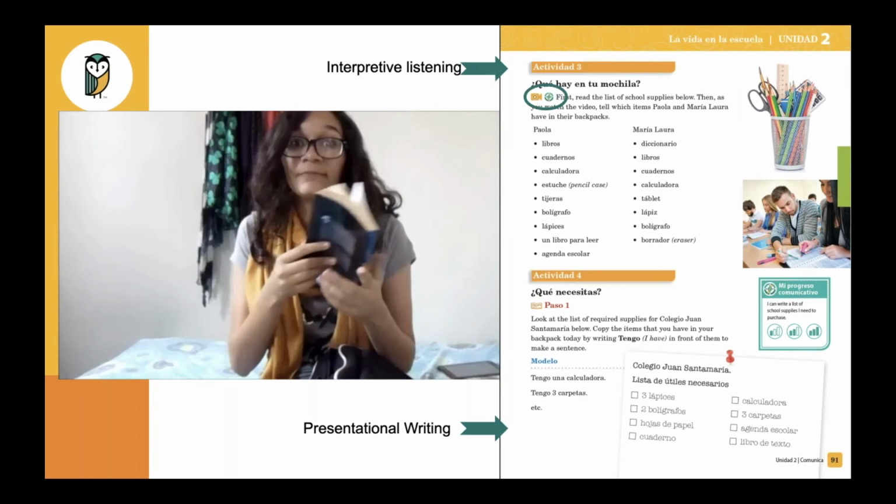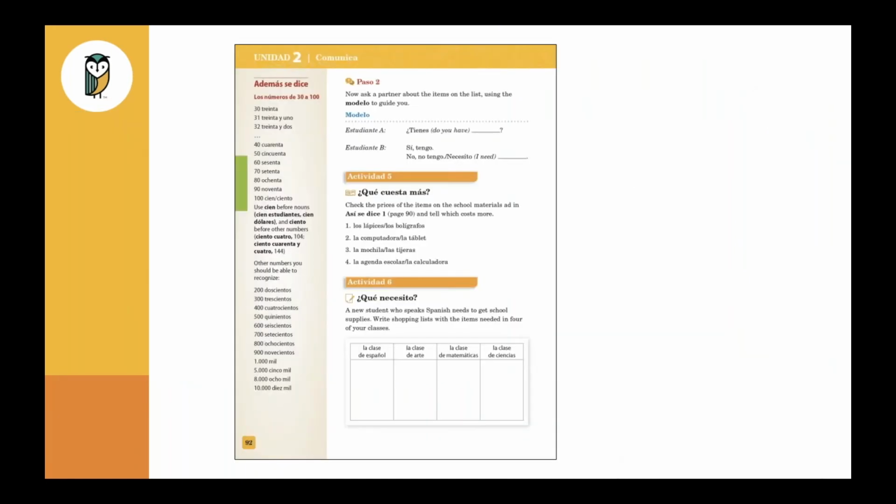In Actividad 4, students do a simple presentational writing activity where they personalize the content by listing items that they have in their backpack. In Actividad 4 Paso 2, students take the list that they made in Paso 1 and talk with a classmate for an interpersonal speaking activity. And in Actividad 6, they produce their own list of supplies needed for their personal classes.